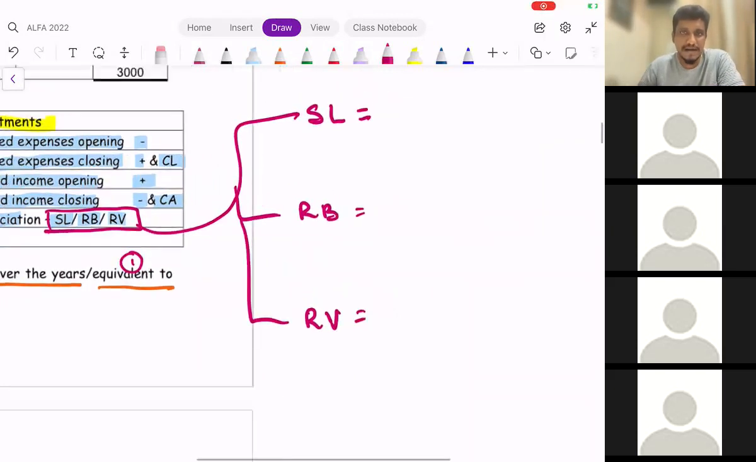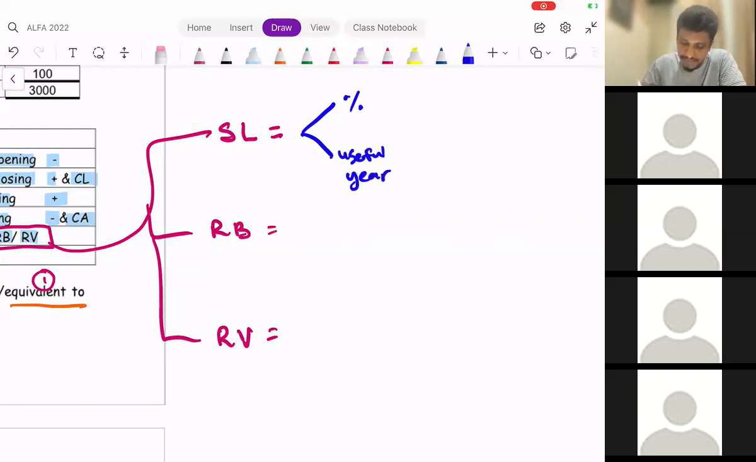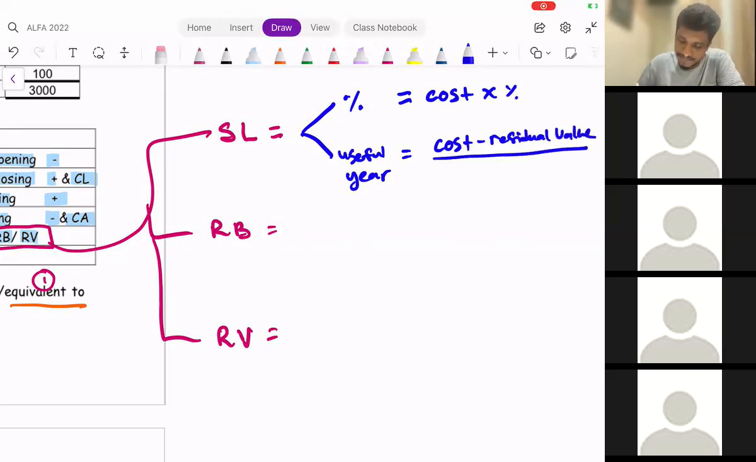Do you know the formula of the straight line method? There are 2 formulas in the straight line method. One is the percentage. Another one is the useful year. For the percentage, we take the cost times the percentage. For the useful year, we take the cost minus residual value over the useful year.